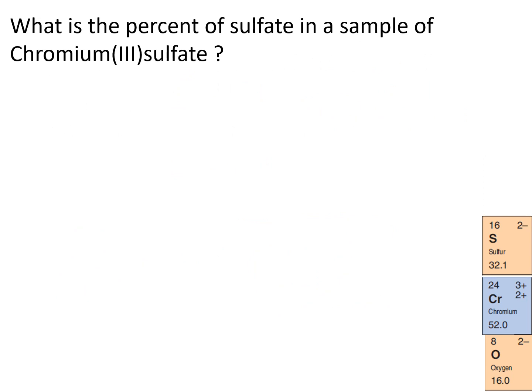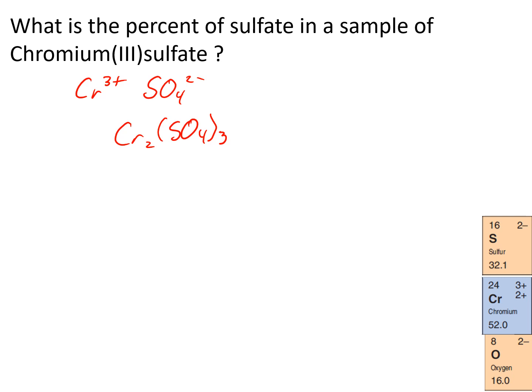Here's another question. What is the percent of sulfate in a sample of chromium 3 sulfate? Okay, so first off, we're going to come up with the formula for chromium 3 sulfate. It tells us what the ion charge for chromium is, which is 3+. Sulfate is always SO4 2-. So when I swap and drop, chromium is going to be Cr2 SO4 3, which is the formula for chromium 3 sulfate.